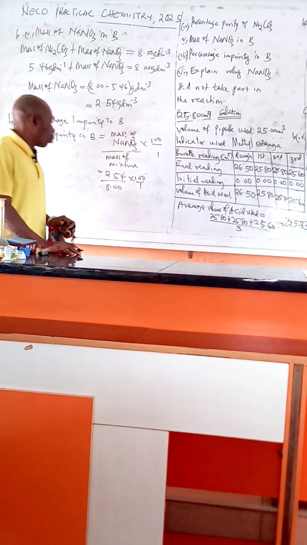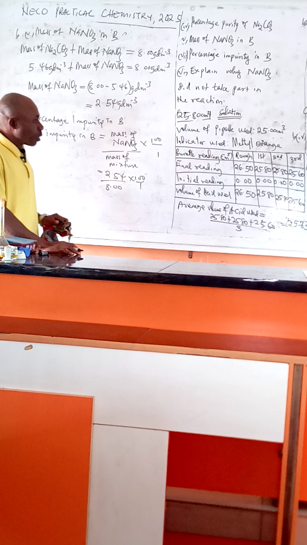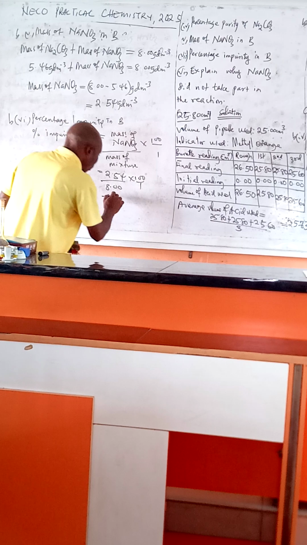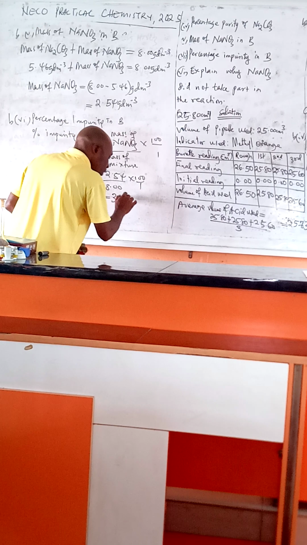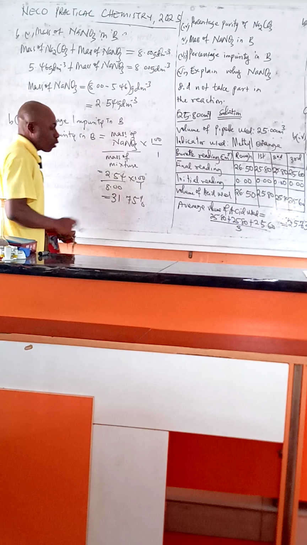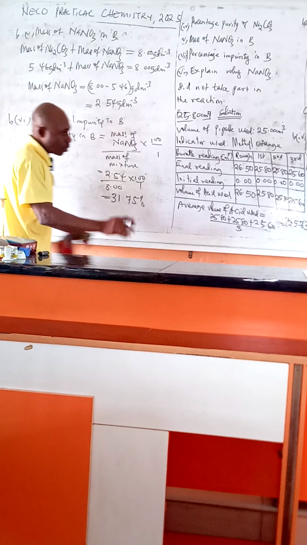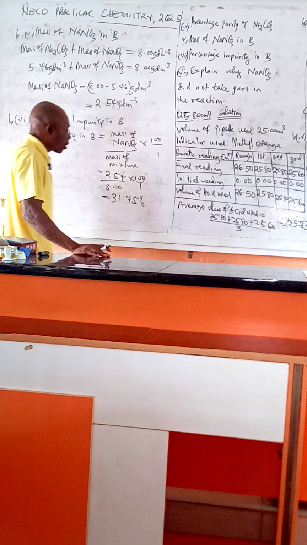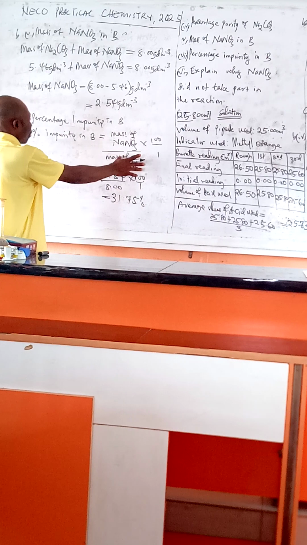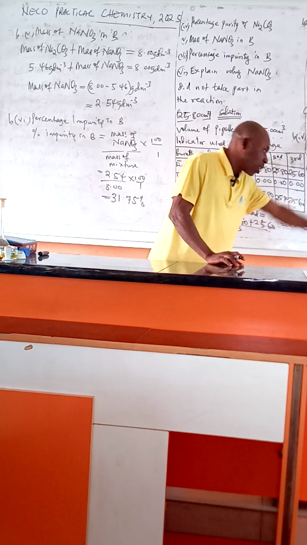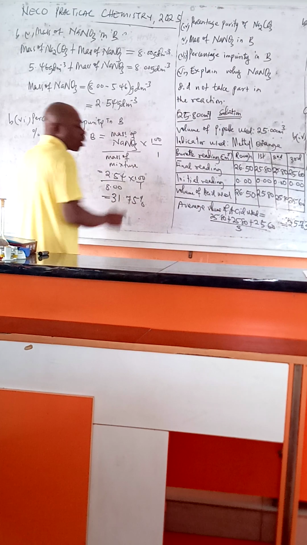Engage your calculator: 2.54 times 100 divided by 8, and you will have 31.75%. Of course, if you add 31.75% plus 68.25%, you have 100%. Which means you could also calculate the percentage impurity by 100 minus 68.25%. You could also have the same answer.